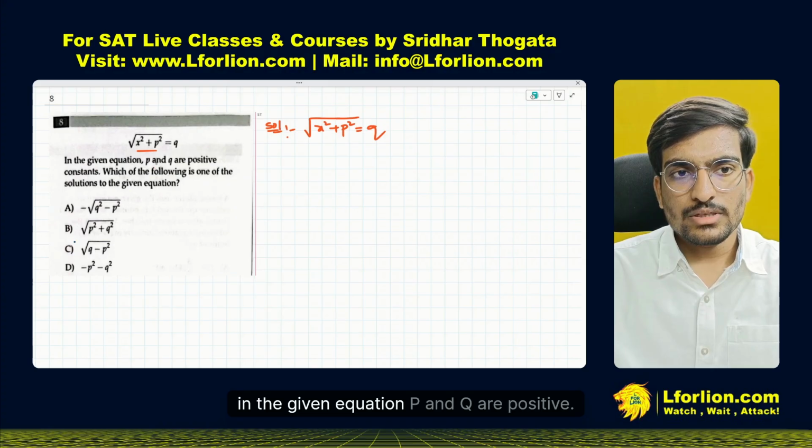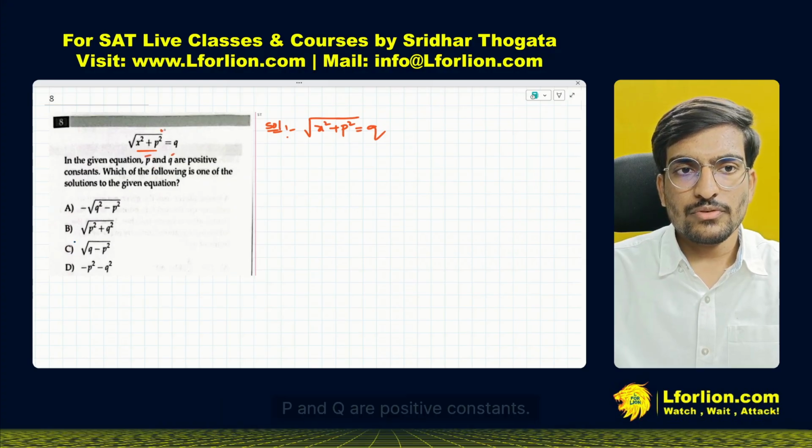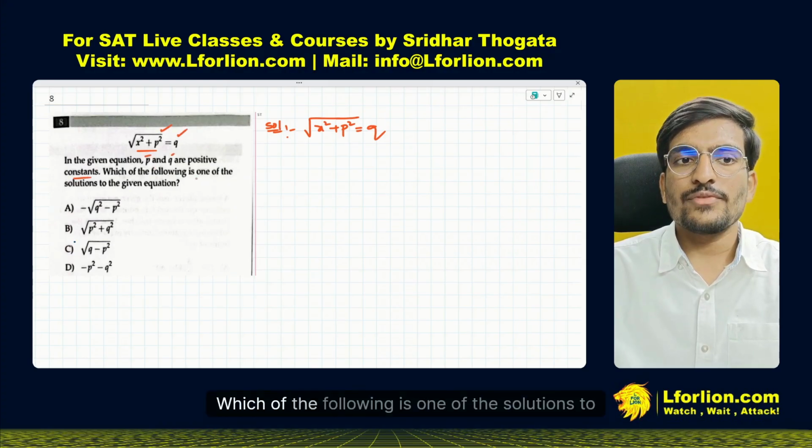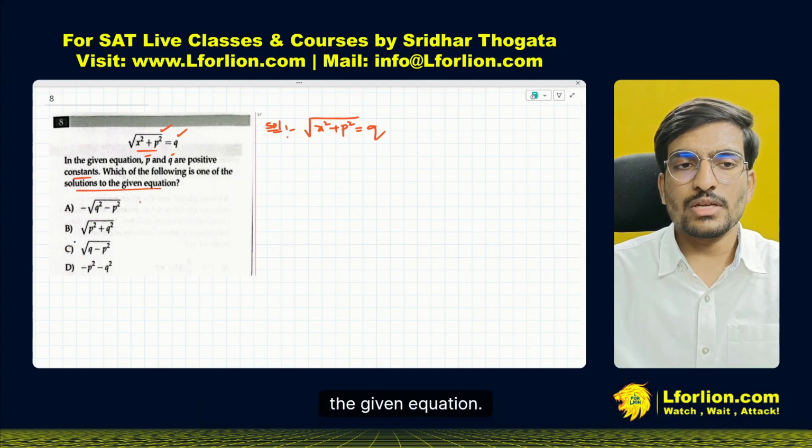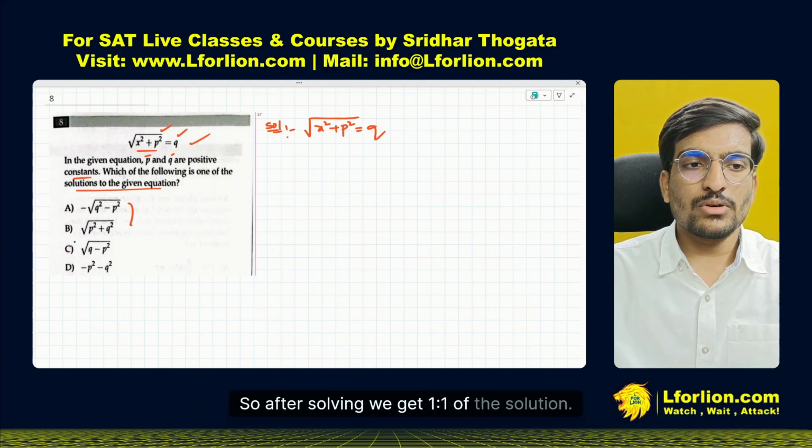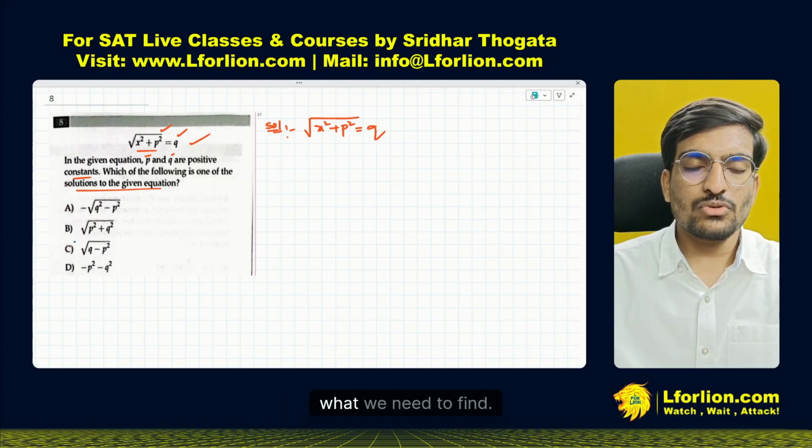In the given equation, p and q are positive constants. Which of the following is one of the solutions to the given equation? After solving, we get one of the solutions. But what do we need to find?